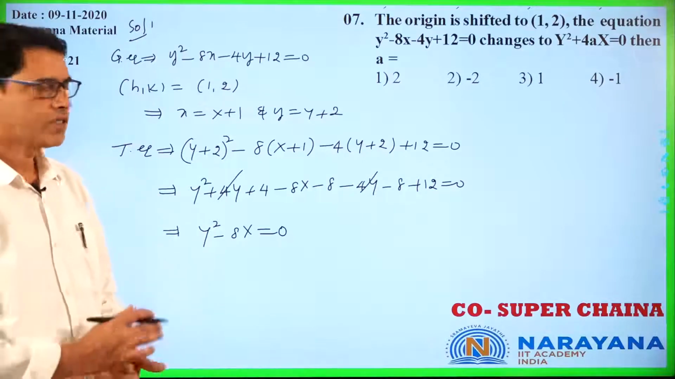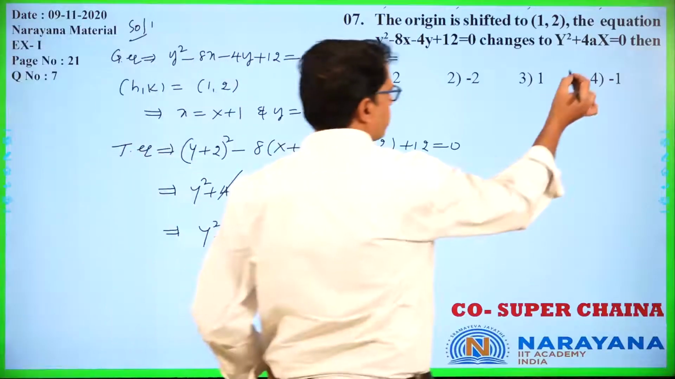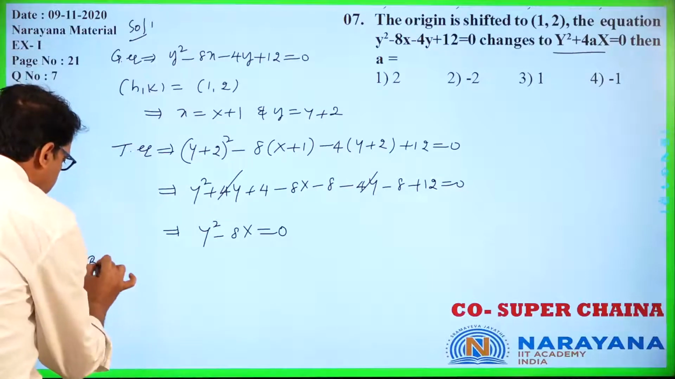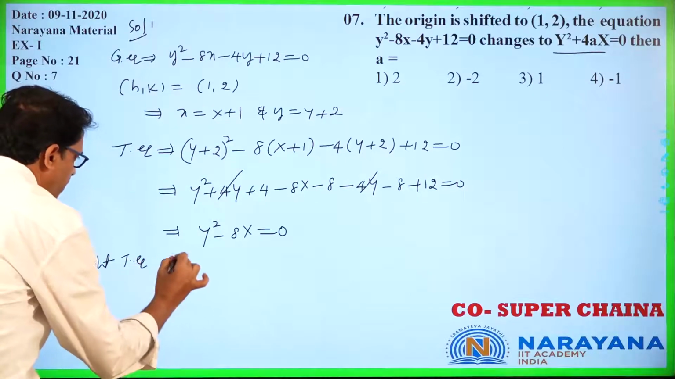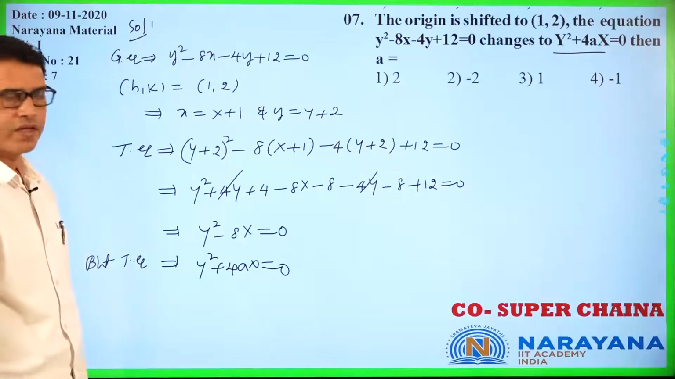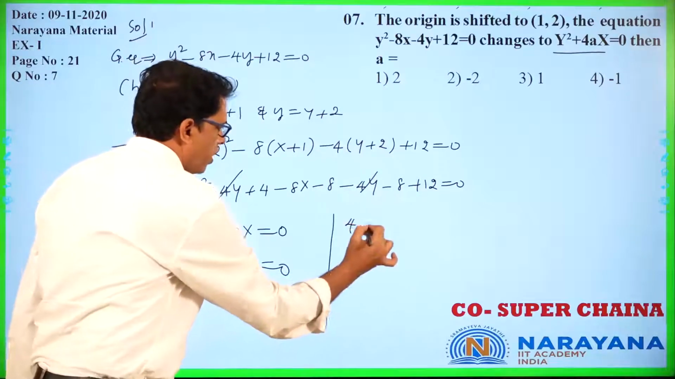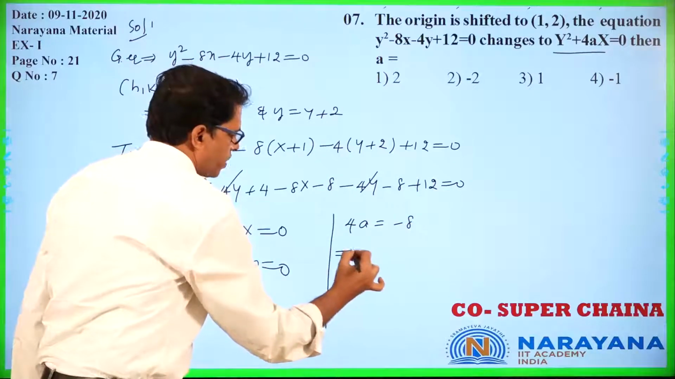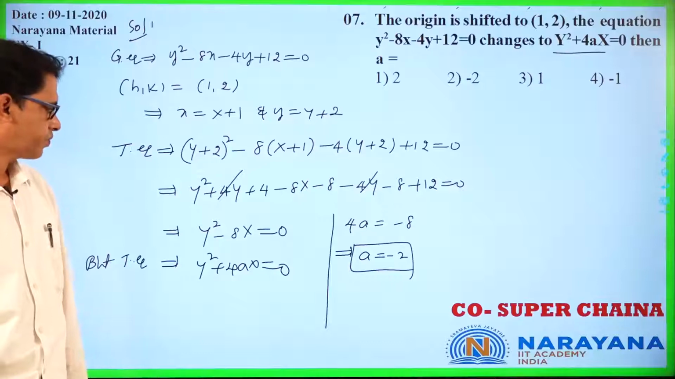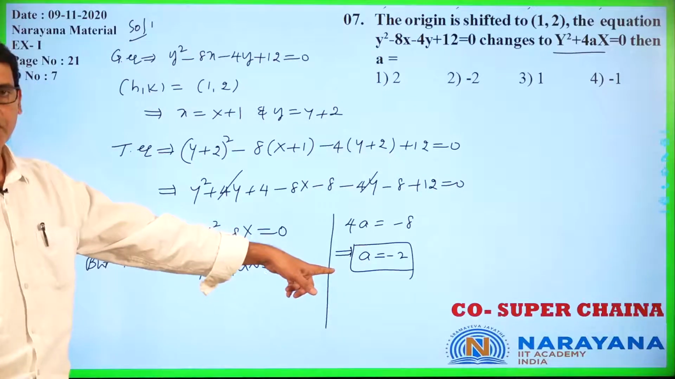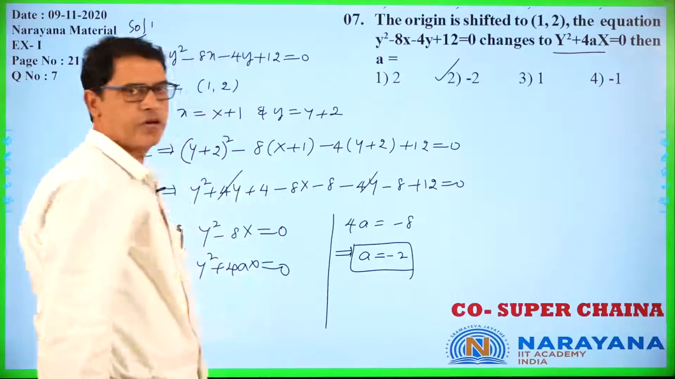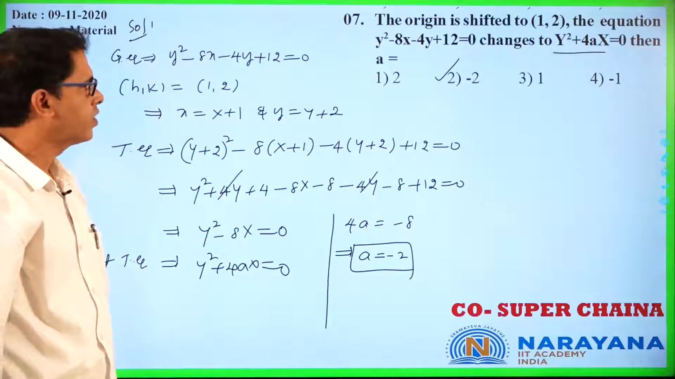But from the hypothesis, what is the transformed equation? y square plus 4ax equals to 0. Okay na? Now compare. So that implies 4a equals to minus 8. So that implies a value equals to minus 2. So here by comparison we are getting the value of a as minus 2. So option 2 is the right option. Okay. And then next one.